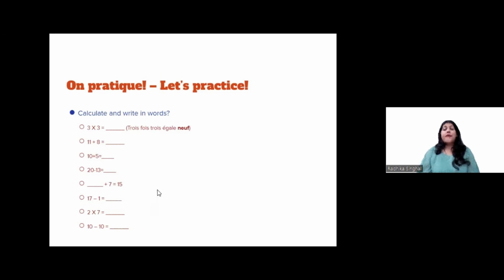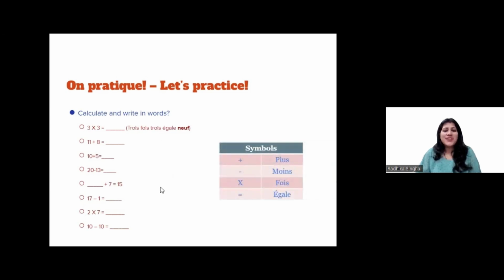Slightly difficult, right? But this way, you get to practice all your numbers as well as your maths at the same time. But you must know how to say these symbols, right? So, addition is plus, subtraction is moins, multiplication is fois, and equals is égale. So be good kids, pause the video and try this exercise right away. And for those of you who won't do it, let's look at the answers together.